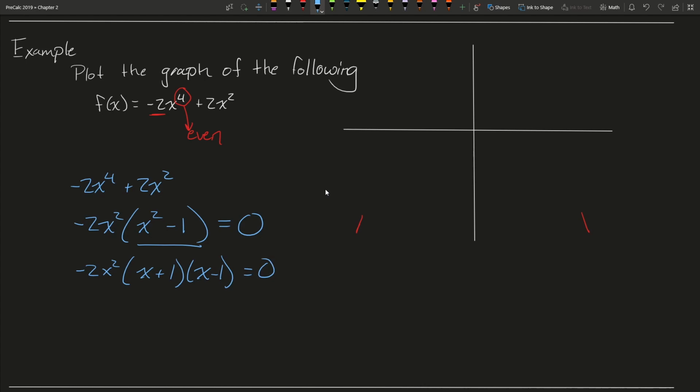After we get here, we can set each of these factors equal to 0. So negative 2x squared is equal to 0, x plus 1 is equal to 0, and x minus 1 is equal to 0. When we solve for these, x is equal to 0, x is equal to negative 1, and x is equal to positive 1. So each of these are where our graph crosses the x-axis. So it crosses at negative 1, at 0, and at positive 1.